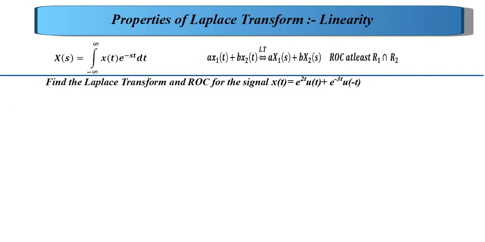Now we'll discuss the next question. Again, it's a combination of two signals. One signal is causal and another one is anti-causal. Here it is e raised to 2t into u of t, and the next one is e raised to minus 3t into u of minus t.